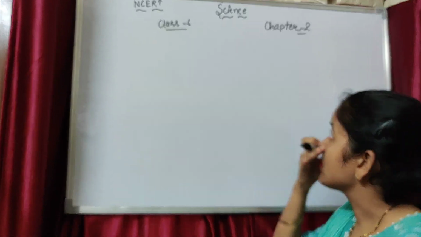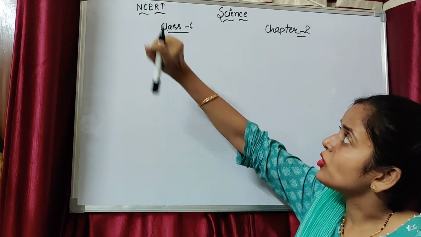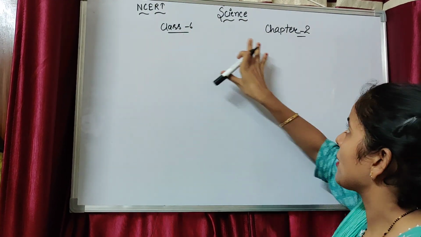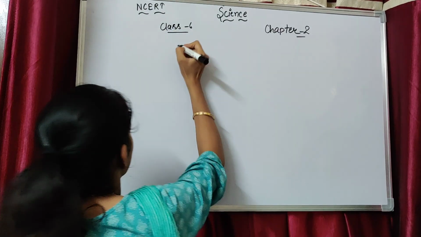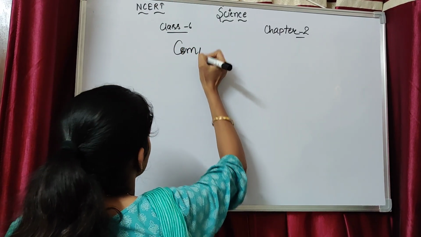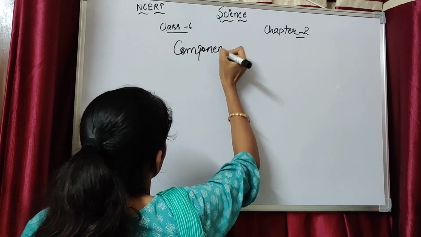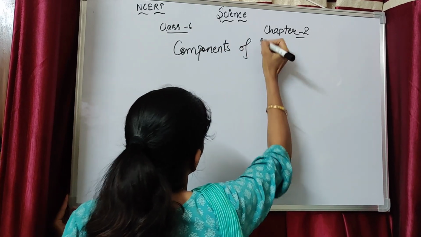So now we have to start science NCERT. Totally NCERT syllabus, class 6, chapter 2. The chapter name is Components of Food.